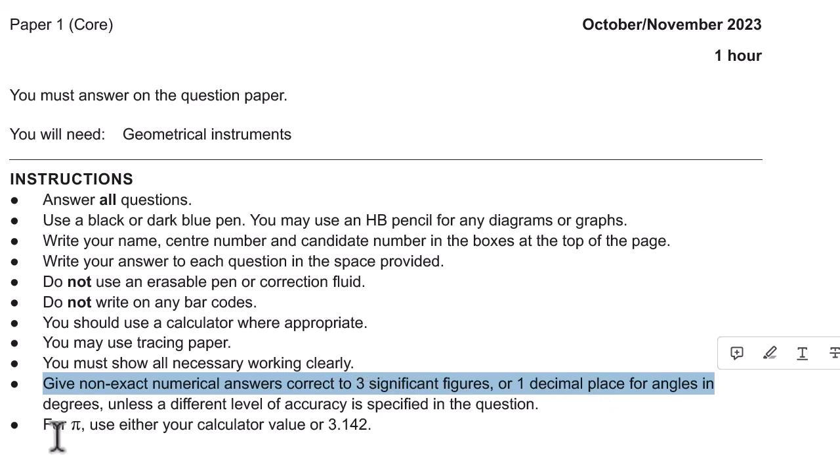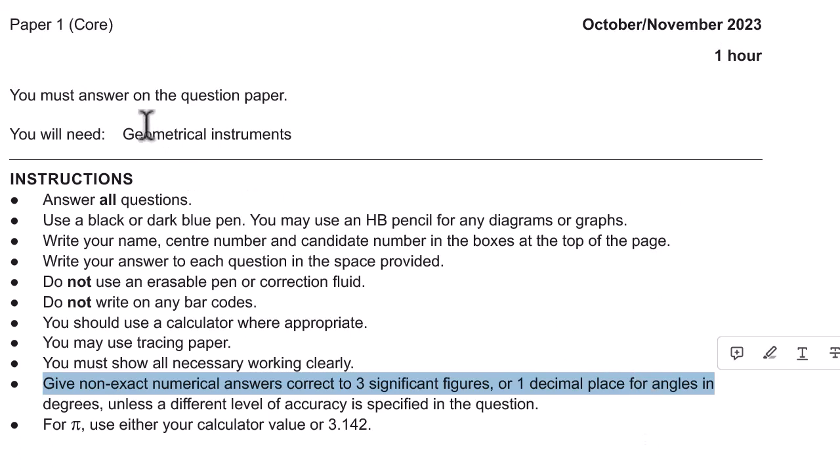The same for pi. Follow the instruction. For pi, use either your calculator value or 3.142. We'll see how to apply these instructions as we solve further. So other instructions you can read on your own, but bear in mind the core paper 1 lasts for an hour, as I mentioned earlier.